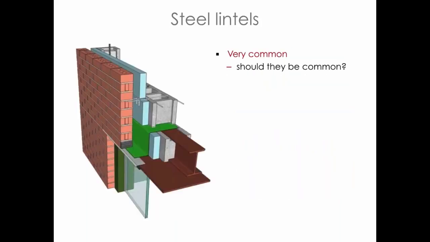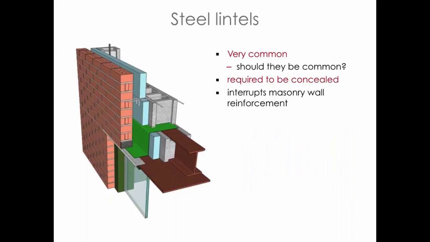So steel lintels, again, very common. Should they be common? They're required to be concealed, which I know is a little bit of a pain. We have to put those soaps around them. We really have to think about the dimensional sizes of the steel that we want to stick in there. It interrupts the masonry wall reinforcement, so that breaks apart, compartmentalizes my element. When I talk about breaking things apart, that's not necessarily a more robust and more efficient design, right? So interrupting wall reinforcement is not a good thing.